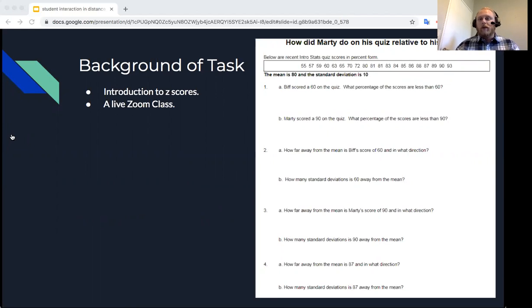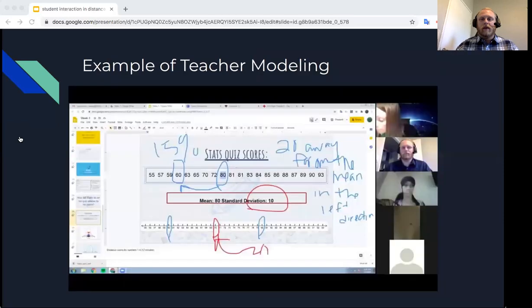We started off our class, we have a live Zoom class with our students, where we started off with modeling, and then we sent students out to do questions 3 and 4 in small groups. And then we were able to come back as a whole class and discuss what answers were right and how we got certain answers. So without further ado, here is an example of some teacher modeling.